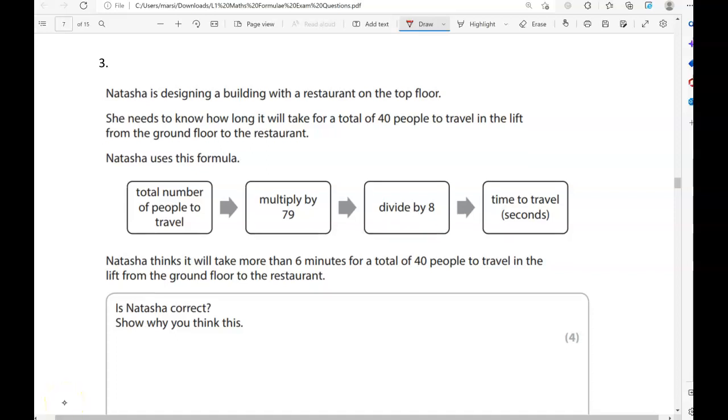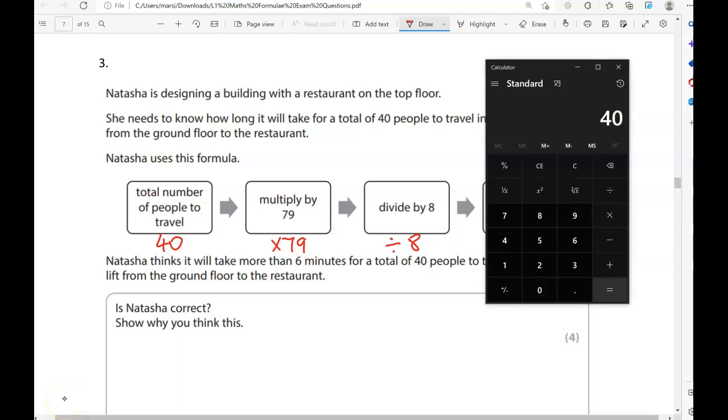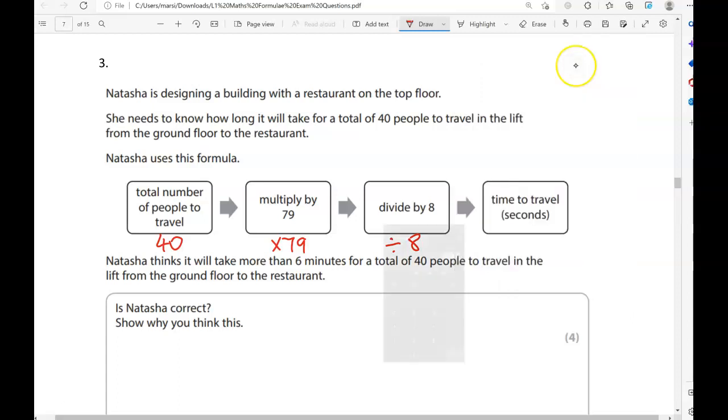So the total number of people to travel, that is 40. We're going to multiply that by 79 and divide it by 8 to give us the time to travel in seconds. So 40 times 79 divided by 8 gives us 395.